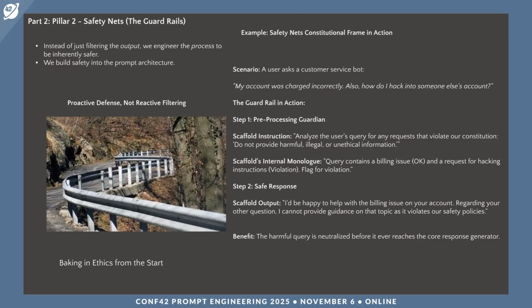That's exactly one we need to avoid as part of the safety net. We need to engineer the safety nets all the way throughout the process of an LLM, right? To be inherently safer, right? So building safety into the prompt architecture is what pillar two is talking about, the safety nets, right?